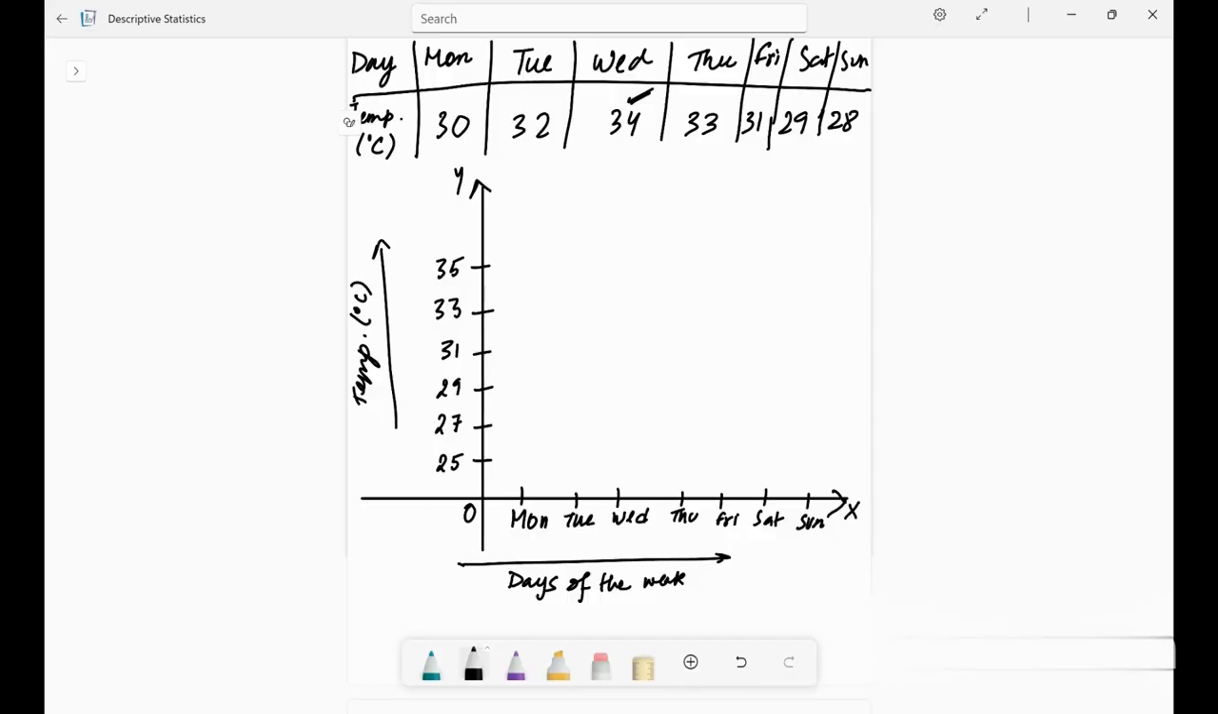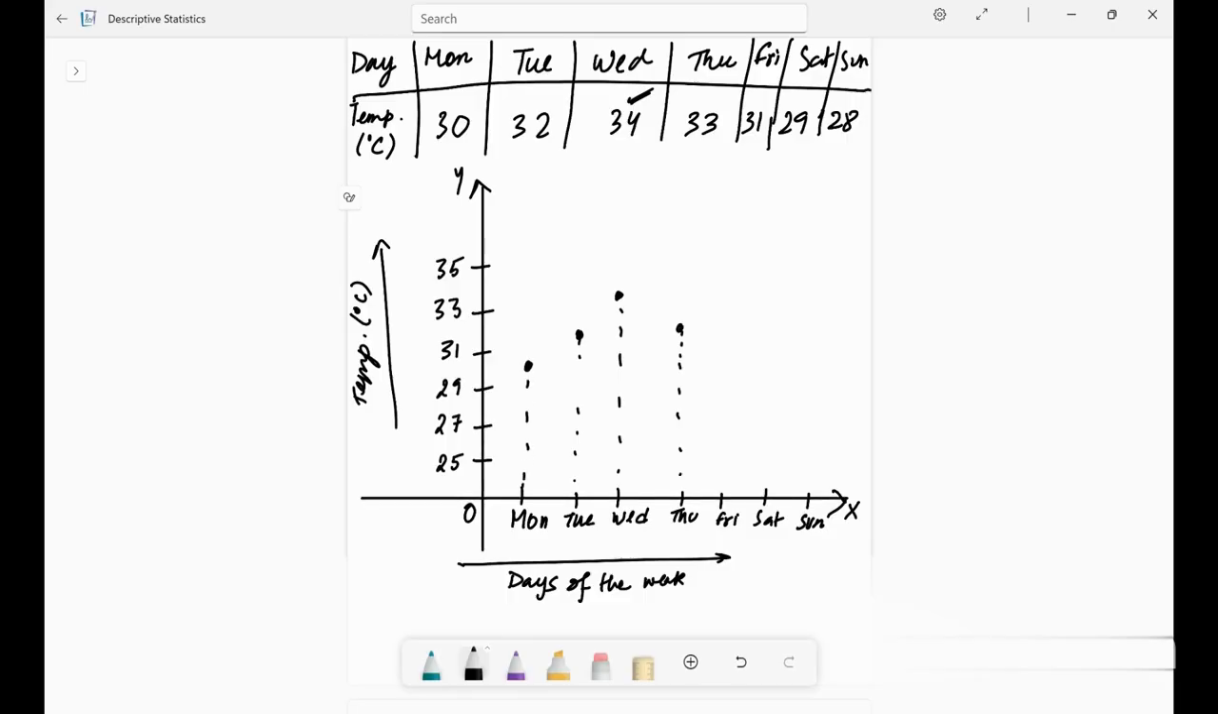First is 30. Where is 30? Here almost. So we got 30, then 32. For Tuesday, you see 32 lies here. For Wednesday, 34, which will barely lie here. For Thursday, 33, which will lie almost here.